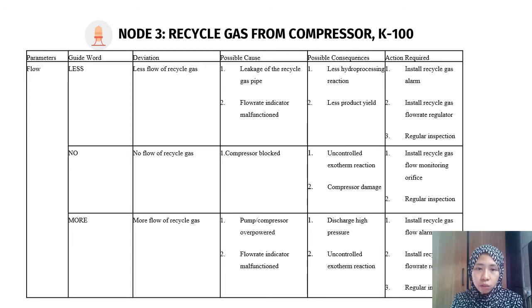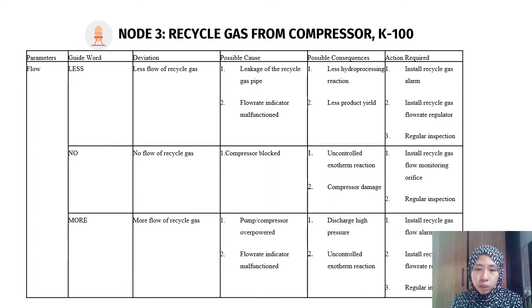Second one is no flow of recycled gas. The possible cause is the compressor block. The consequence will be uncontrolled exhaustion reaction or compressor damage. The action required is to install a recycled gas flow monitoring orifice and do regular inspection.